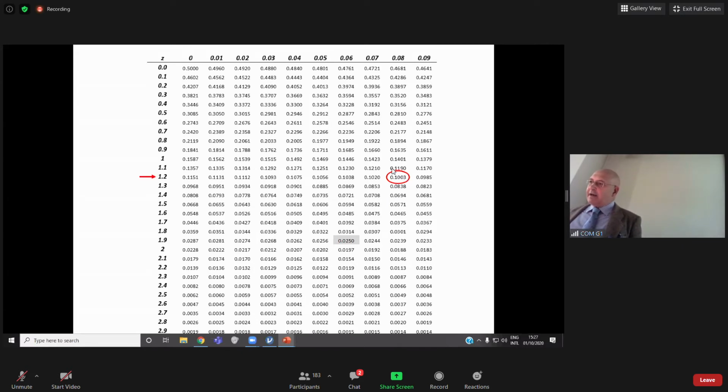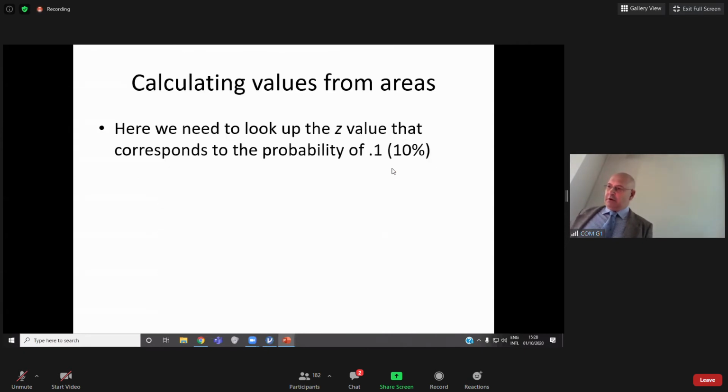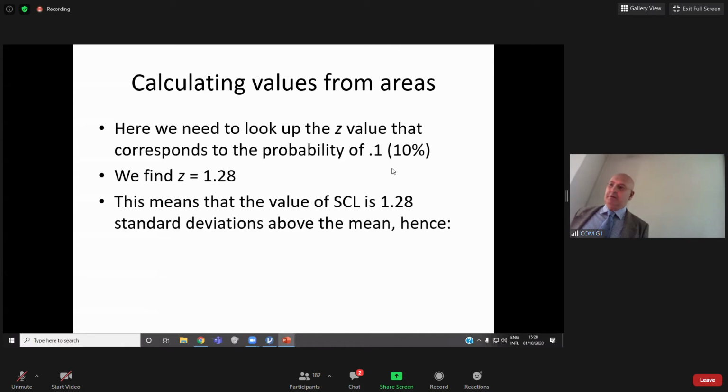So that gives us 1.28. You see 1.2 here, then the second decimal place is 8, so it's 1.28. That is our Z value. So that means that this point is 1.28 standard deviations above the mean. So this is our Z value, 1.28.